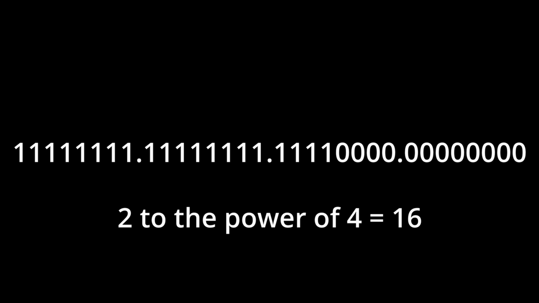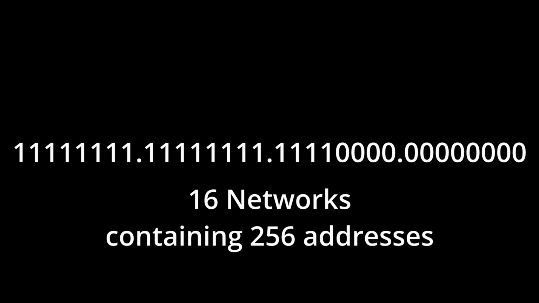So let's work out the IP addresses: network, broadcast, first and last. So the network address will be 192.168.10.0, that's a given. In the third octet, we have 4 network bits. 2 to the power of 4 is 16. So we have 16 networks containing 256 addresses. 256 times 16 is 4096.